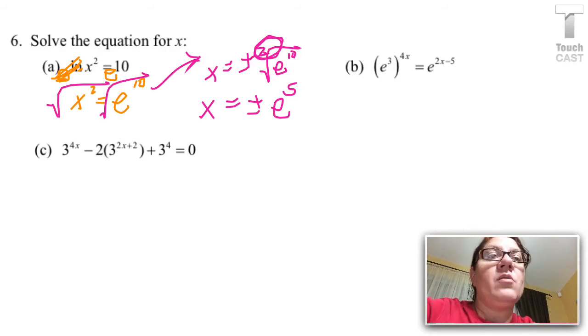Kind of a shortcut is to do the power on the inside divided by the index on the outside, and that gives you your value, and if there's a remainder, it would go back on the inside, but there isn't a remainder.